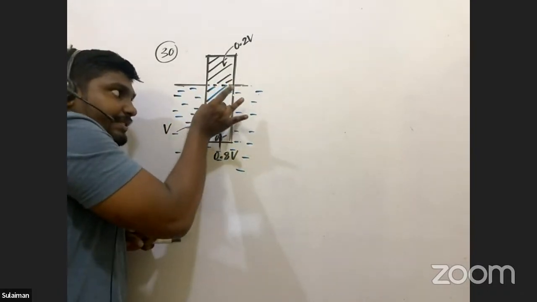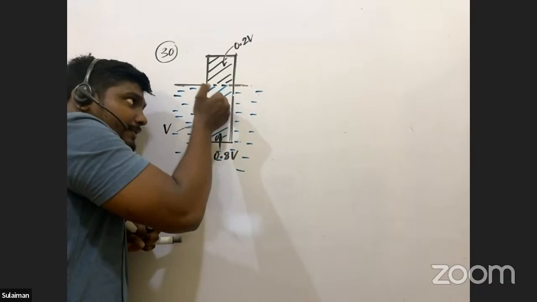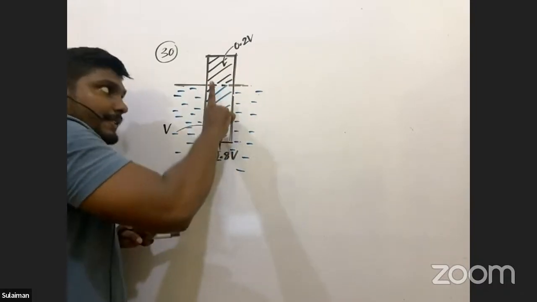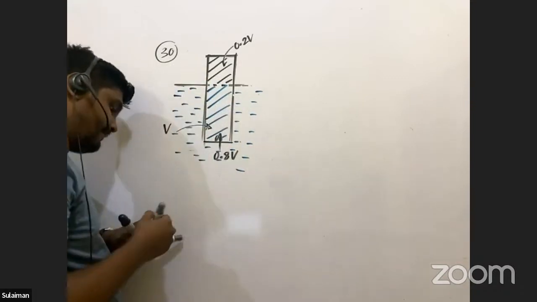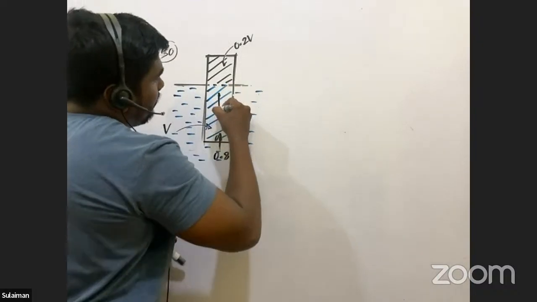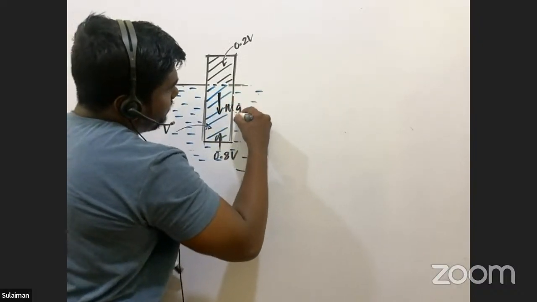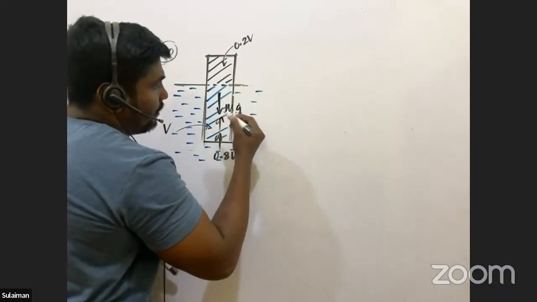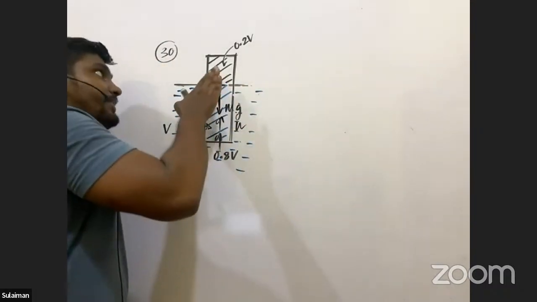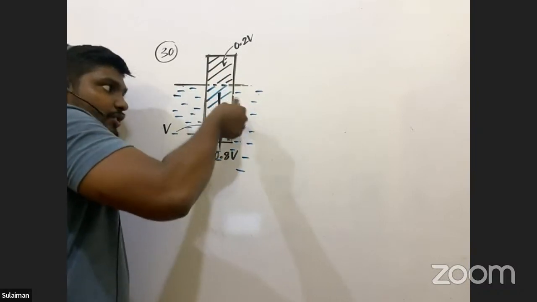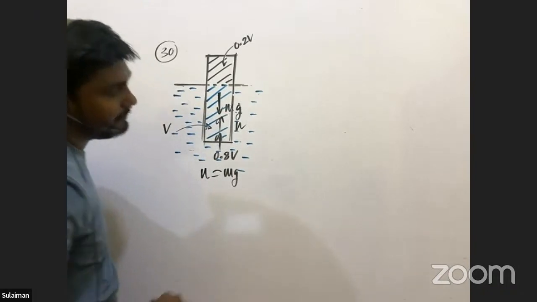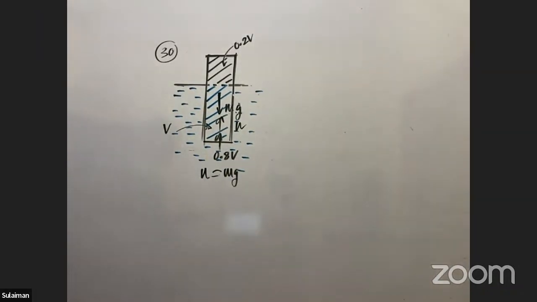When this object is submerged partially, what are the forces acting on it? There are two forces. Weight is acting in the downward direction, Mg, and the upthrust force, capital U, acts upward. Since the object is in equilibrium, Mg equals U. The upthrust force must be equal to Mg.